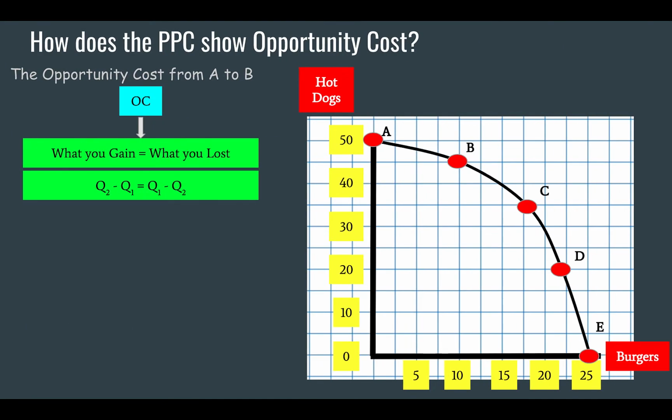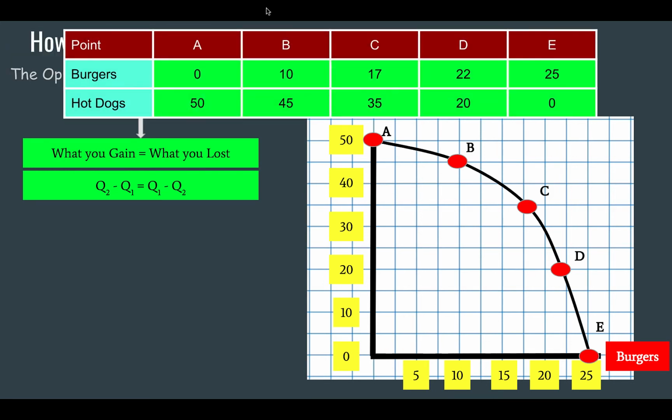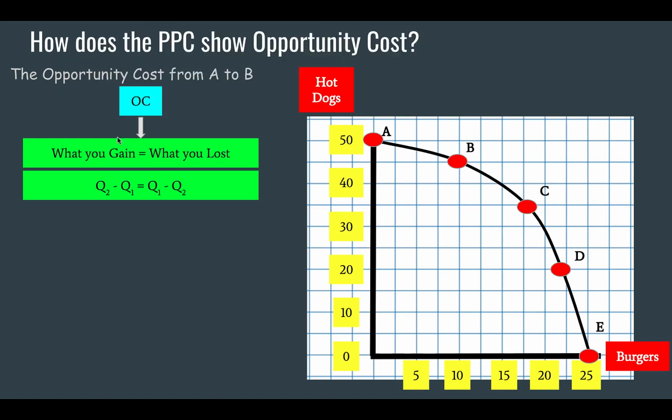Now, we've got hot dogs, and we're moving from A to B. Because this graph may be somewhat difficult at times to read, I'm just going to put the bundles here. A is 0 burgers, 50 hot dogs. E is 25 burgers and 0 hot dogs, right? Now, we are moving from A to B here. Well, this is the formula for opportunity cost: what you gain equals what you lost.